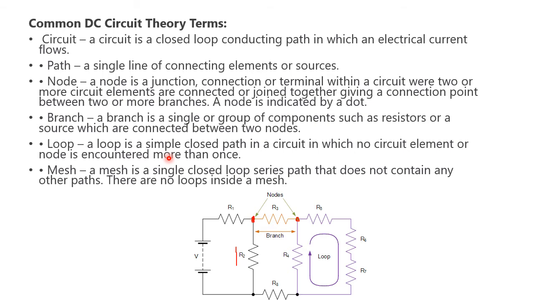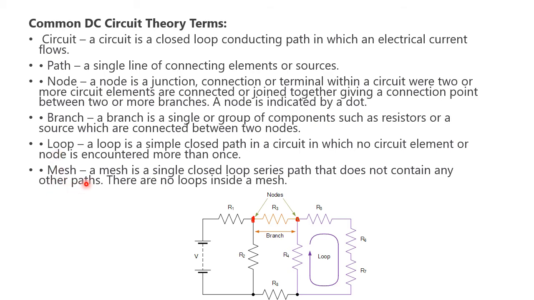Then loop. A loop is a simple closed loop path in a circuit. Here there are 4 types of loop we can consider in this same circuit. Here this one is a closed loop path, so we can take it as one loop. Here also this path is a closed loop path, so we can take it as a second loop. This one is the third loop, and the total outer part we can also consider as a closed loop path. So this one we can take as the fourth loop.